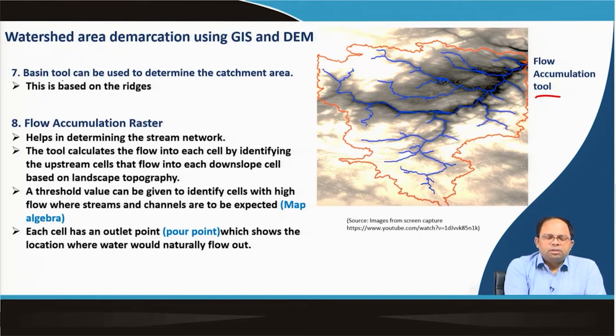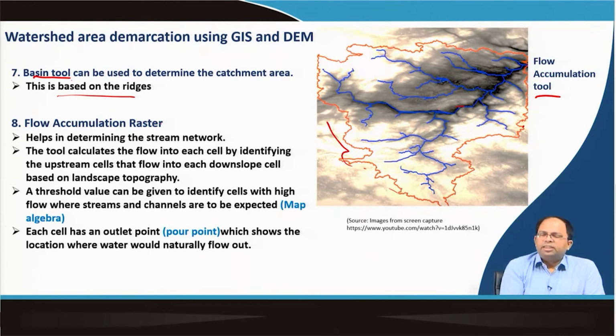First of all, the basin tool can be used to determine the catchment areas. This is based on the ridges. What I did two slides back, where I connected all the topmost points and created the catchment area, the basin tool actually does that. You can see this red boundary as the basin for this particular catchment. And this flow accumulation raster leads to these blue lines. This actually shows the flow of water in this particular catchment.